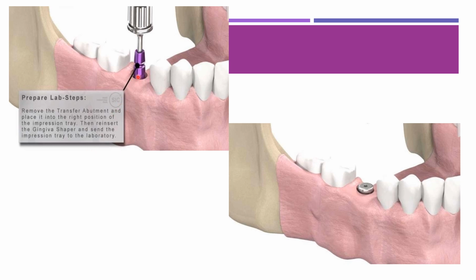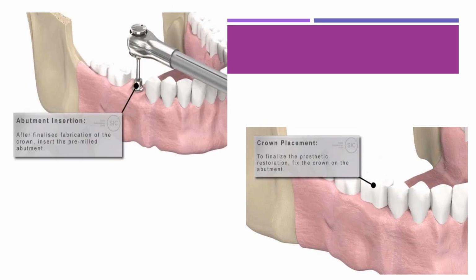So we have taken back the transfer, there is the abutment analog, and you can see that we have given the gingival former. Next, after the finalized fabrication of the crown, insert the pre-milled abutment. The abutment is being placed and screwed with a cover screw, and the crown placed. The prosthetic restoration has been done. This is a cement retained crown.